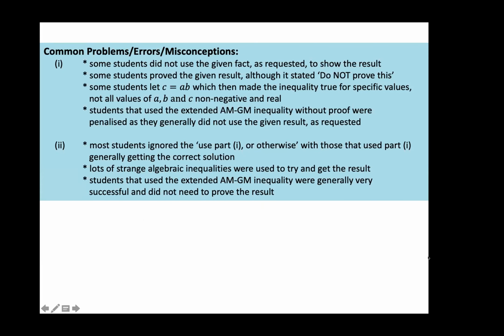In part 1, some students did not use the given fact as requested to show this result. Some students proved the given result, although it's stated, do not prove this. Some students let C equal AB, which then made the inequality true for specific values, not all values of A, B, and C non-negative and real. Students that used the extended arithmetic geometric inequality without proof were penalised, as they generally did not use the given result as requested.